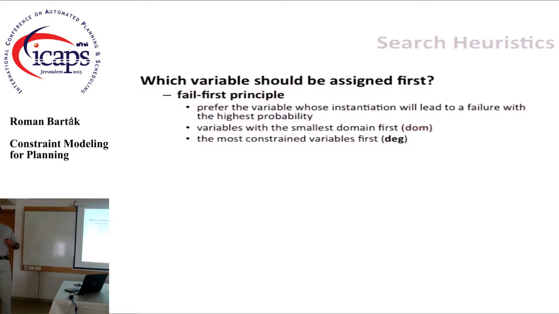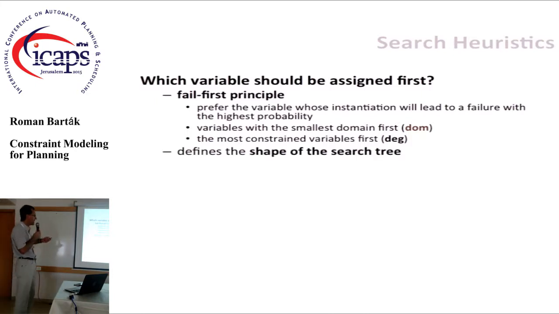So what's important is to understand that for the instantiation, we should select first the variable which is somehow critical, which may lead to failure, because if there is a failure when assigning value to this variable, we should discover it early during the search. Okay, and it defines the shape of the search tree that we will be exploring.